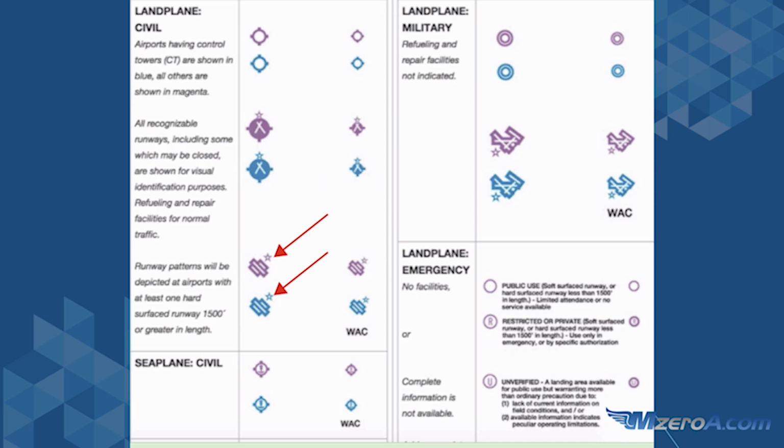Now continuing to look at that airport, the star on top of the circle there tells us the airport has a rotating beacon. Now, a rotating beacon is going to help us identify the airport at night.